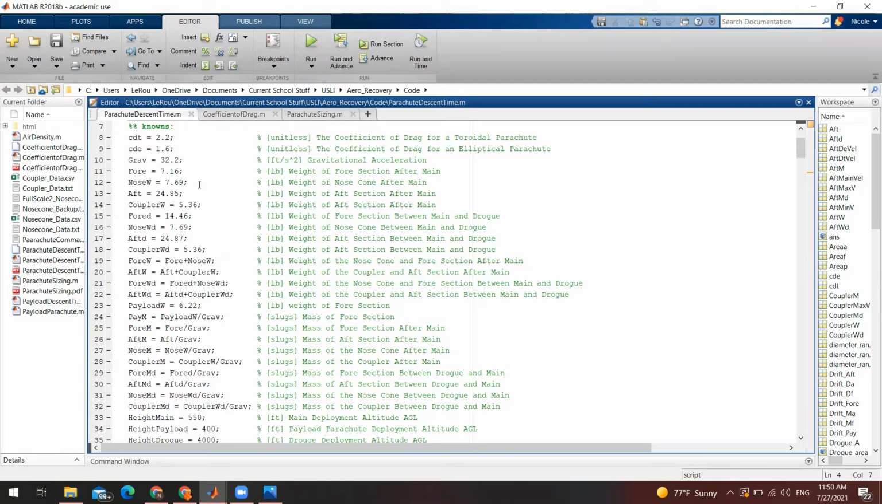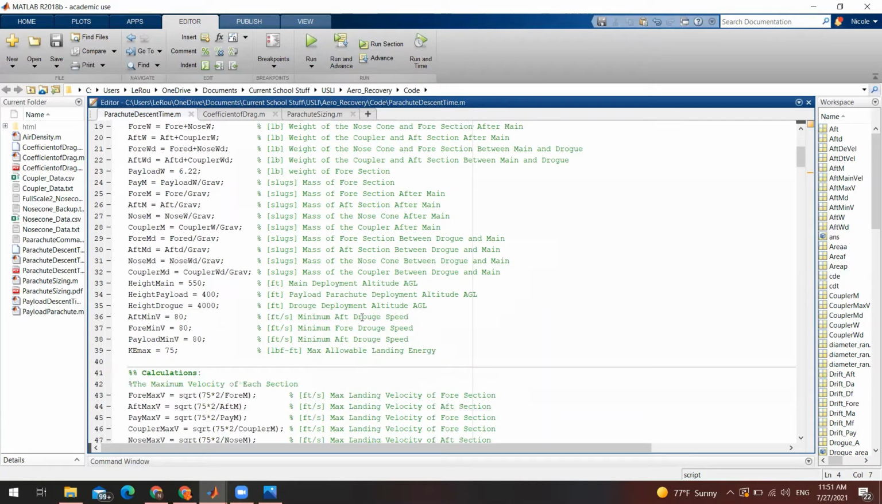And then we had 4 sections, right? The nose cone, aft section, and coupler, of which the nose cone and the coupler are tethered to each other, and the aft section and coupler are tethered to each other. But since they would all have different kinetic energies, since that's based on the individual mass of each section, we did have to do it all separately. And then down here we just calculate mass, just take the weight and divide it by gravity. We also had a payload, so we also calculated the kinetic energy at landing of the payload and how long it'll take to get to the ground.